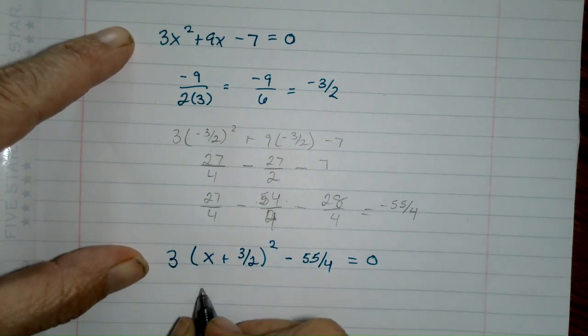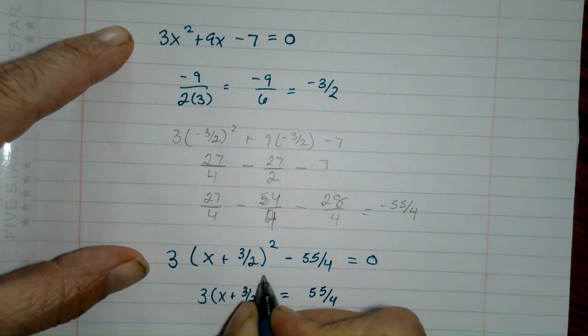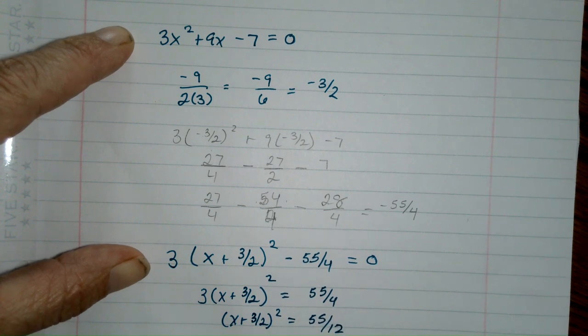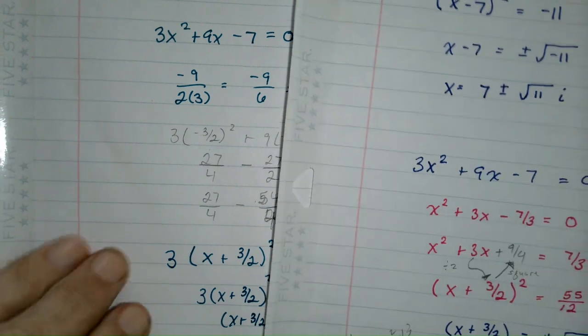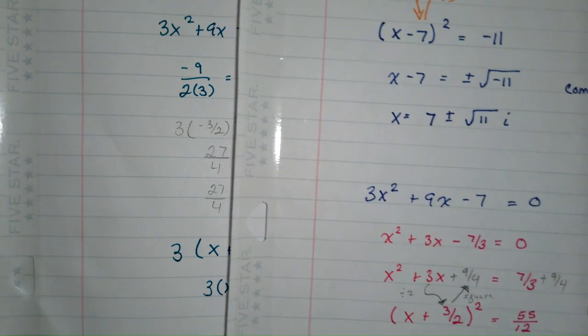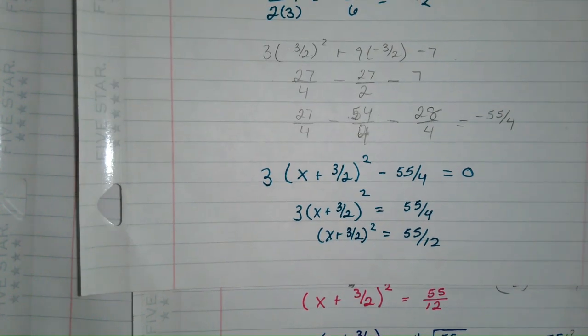So I'll add my 55 over 4. Divide by 3. And if you'll notice, that is the same thing we had here. x plus 3 over 2 equals 55 over 12. So you can use the vertex to complete the square and to rewrite it. It works great when we're doing quadratics. If we're doing circles, you need to actually know how to complete the square.